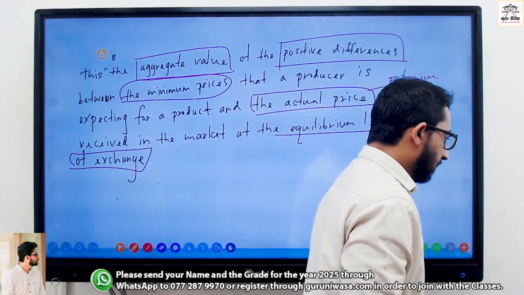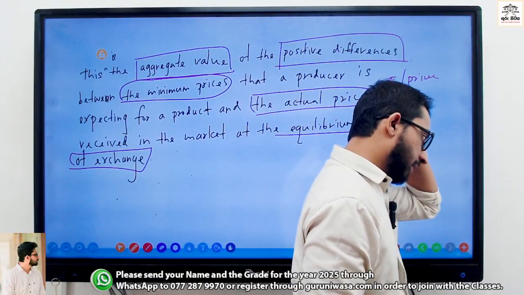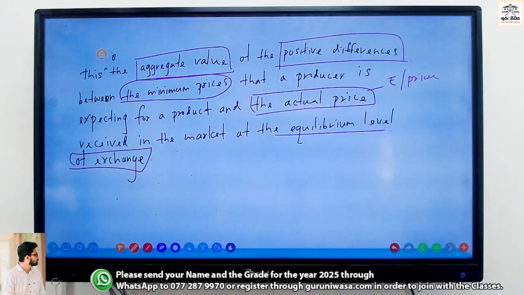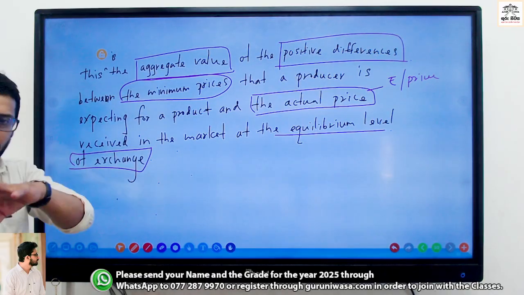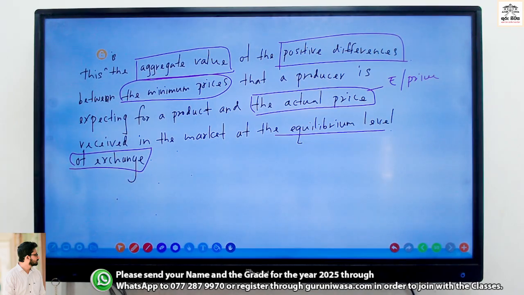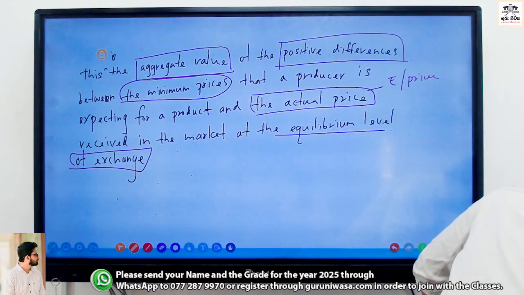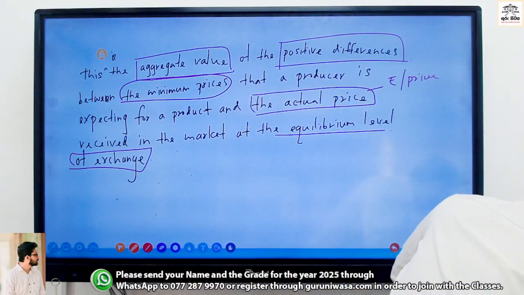When defining, this time the examiner asks for consumer surplus and producer surplus. So if the examiner asks you to define consumer surplus and producer surplus, your definition should be technically perfect. It should include every point, right? Are you okay? Do you need more time? No, sir.